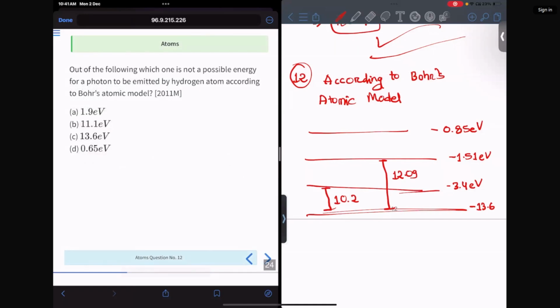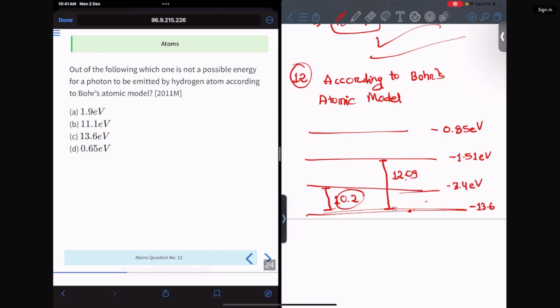fixed possible energies emitted, because the electron will not move to any point in space. It has to move from one orbit to another orbit. So when it is moving from 1 to 2, it will emit 10.2 electron volt energy. When it moves from 1 to the third orbit, it will emit 12.09 electron volt energy. So these are the fixed amounts of energy emitted by the hydrogen atom. So some values are not possible.